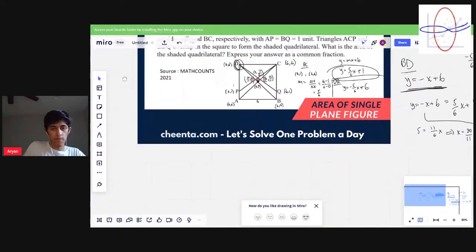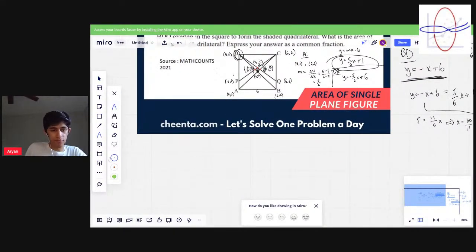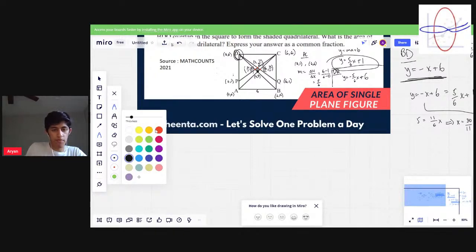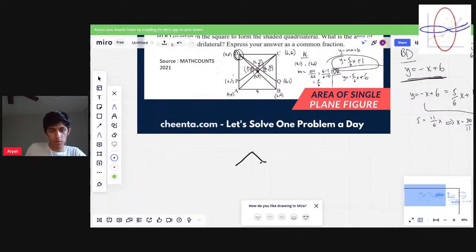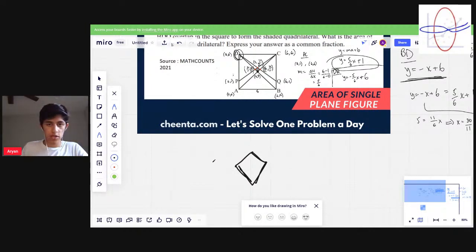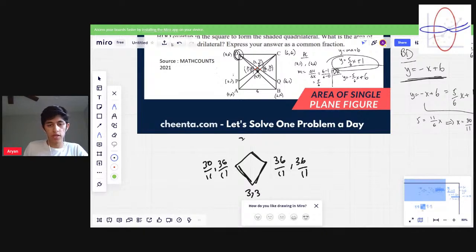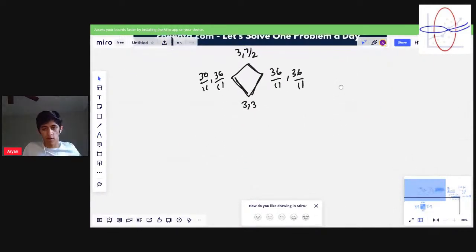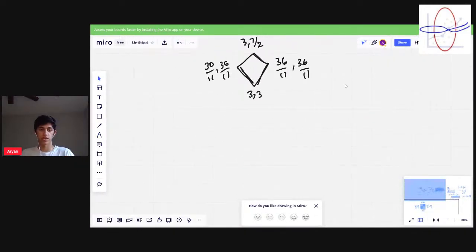Okay, so this is kind of messy. Let's bring this down here. Basically, what we have now is a quadrilateral that looks something like this, right? So we have something that looks like that, and that's right in our coordinates. We have 30/11, comma 36/11, 36/11, comma 36/11, 3, comma 3, and then 3, comma 7 halves. And now we have the coordinates of our quadrilateral, so we just want to find the area of this, right?